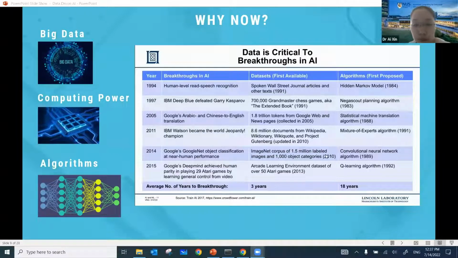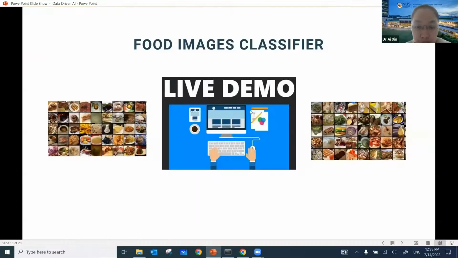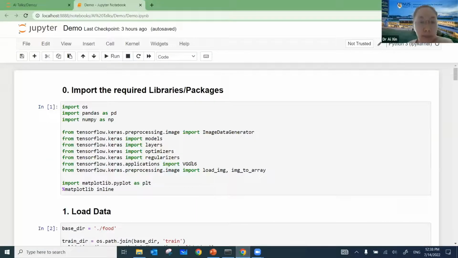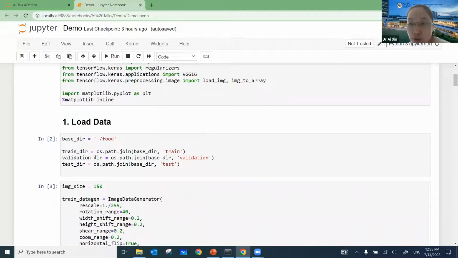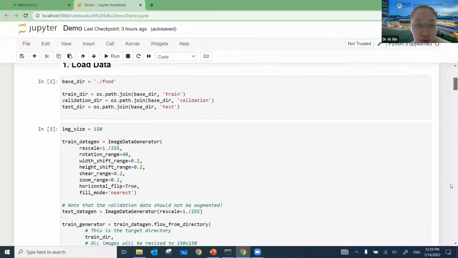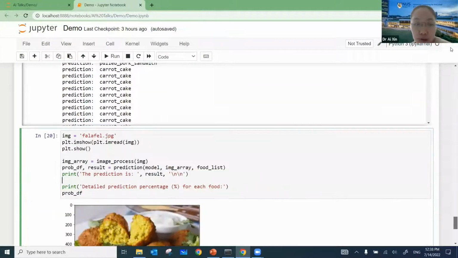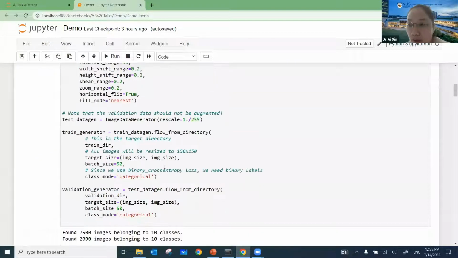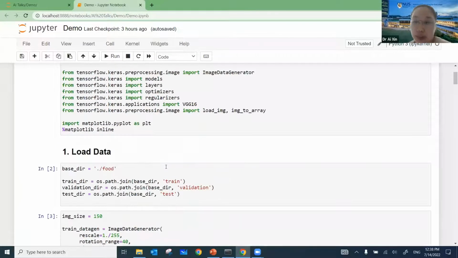Okay, so to give you an idea about how the convolutional neural network model works and how we train a convolutional neural network, I will do a quick demo. Here we use TensorFlow Keras. You can see you don't need much code. This Jupyter notebook has all the model training, model evaluation, and model prediction.